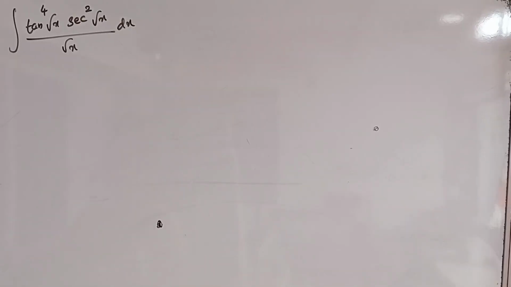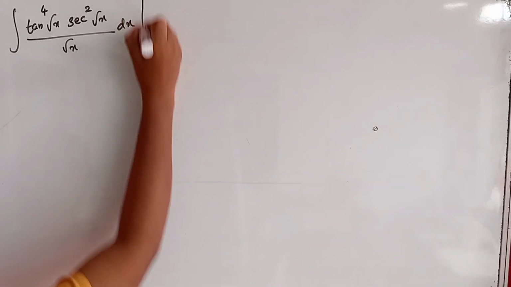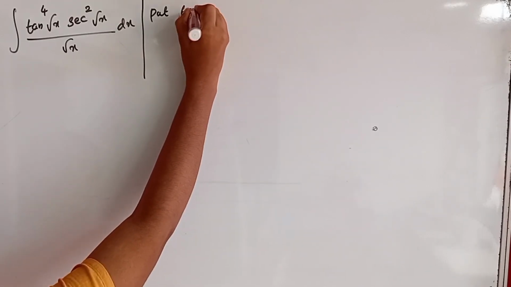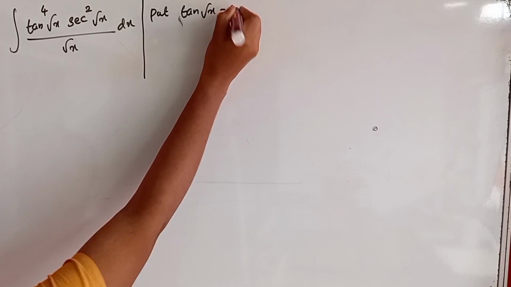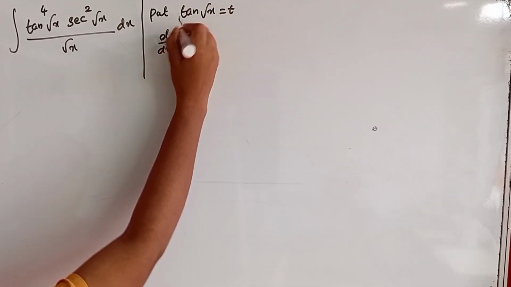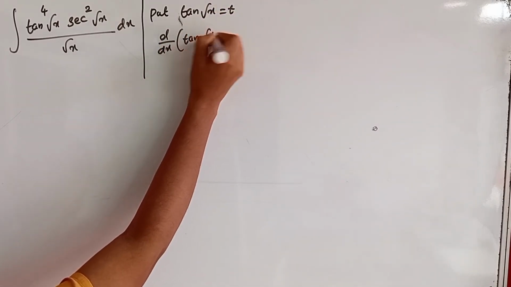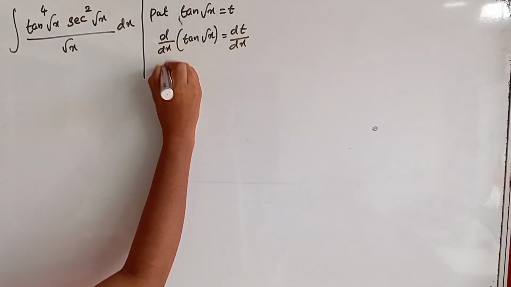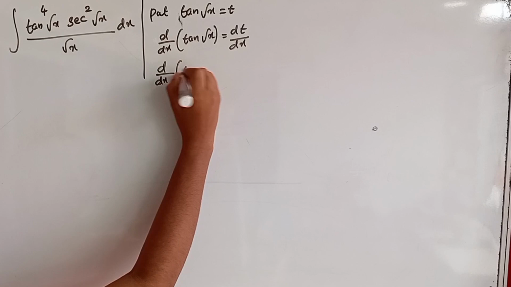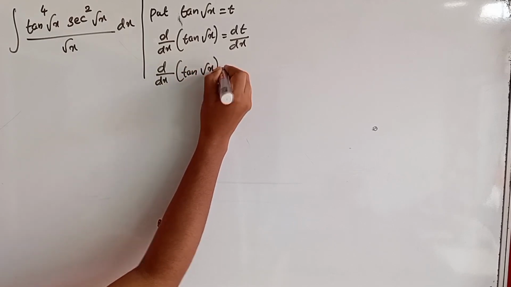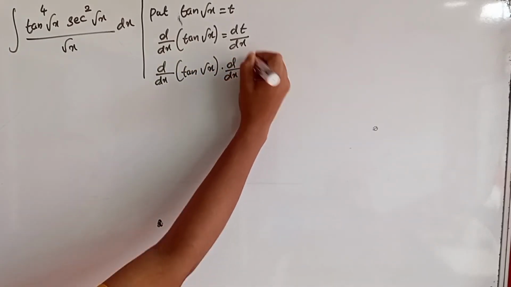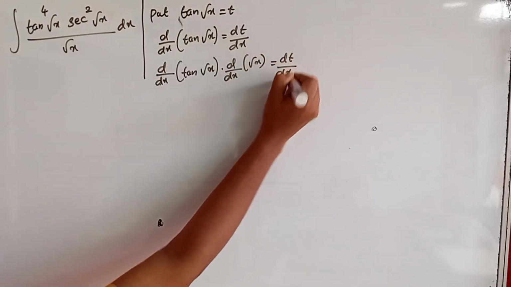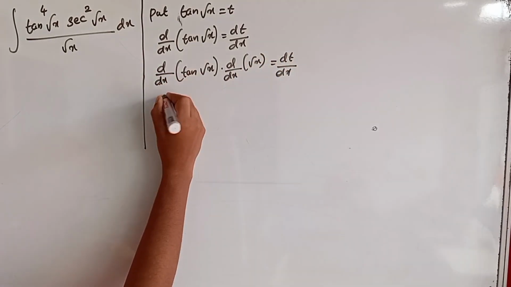Okay. The next question is integrate the function tan raised to 4 root x into sec square root x by root x dx. So here we put tan root x equal to t. Now differentiate both sides with respect to x. So here tan root x, this function is a composition of two functions. The outside function tan and the inside function root x. So here we first differentiate the outside function tan root x into, then differentiate the inside function root x.